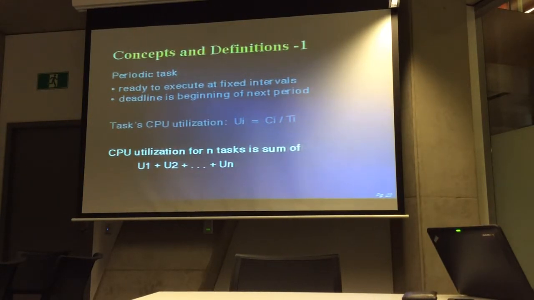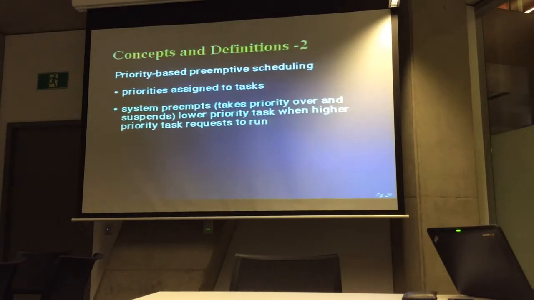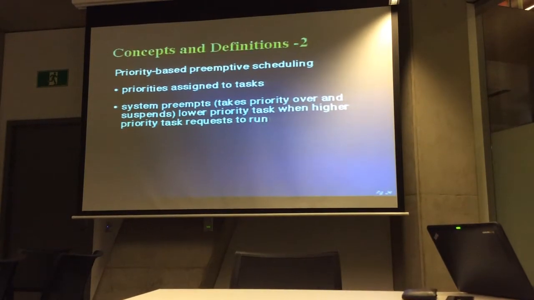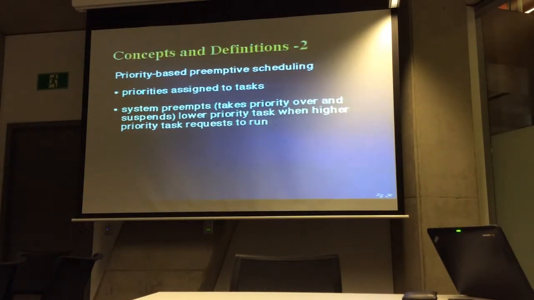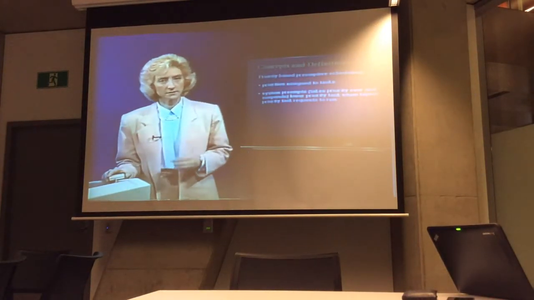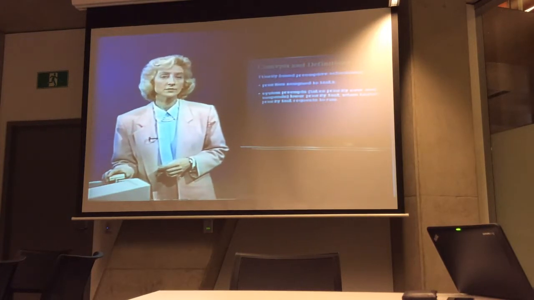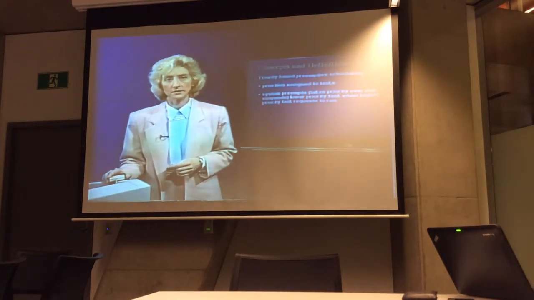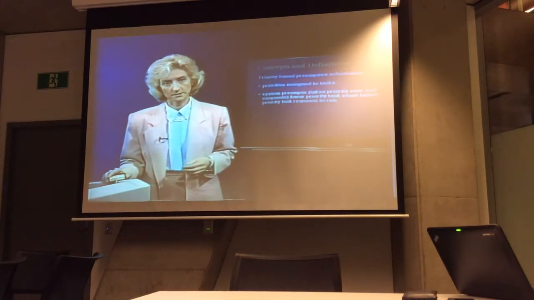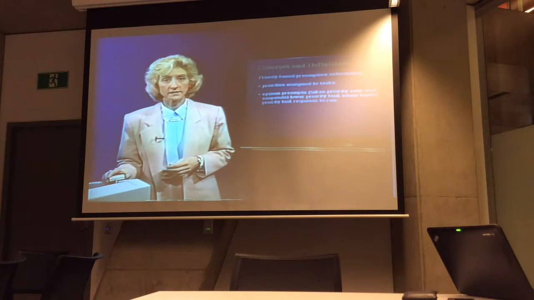One more definition. Priority-based preemptive scheduling refers to a scheduling system whereby you can assign priorities to tasks and the system will preempt, that is, suspend a lower priority task when a higher priority task has requested to run. Let me emphasize that the preemption is based on the priority of the task concerned. This is perhaps different from what you're used to in many interrupt-driven schedulers. In an interrupt-driven system, the interrupting task runs because its interrupt has occurred, regardless of the priority of the task.